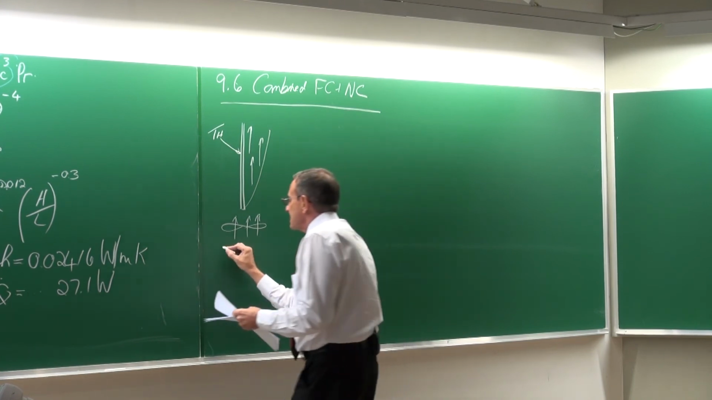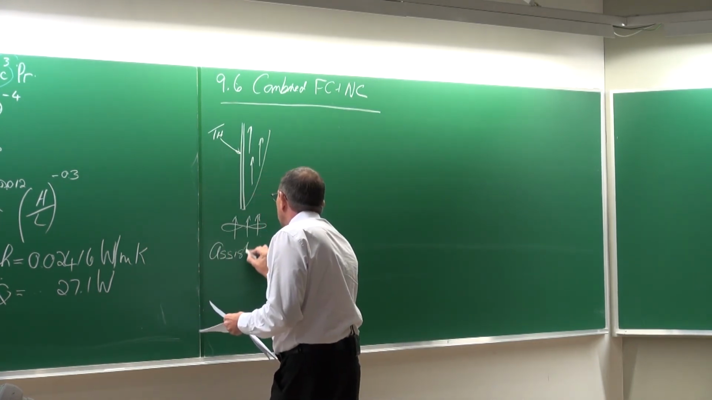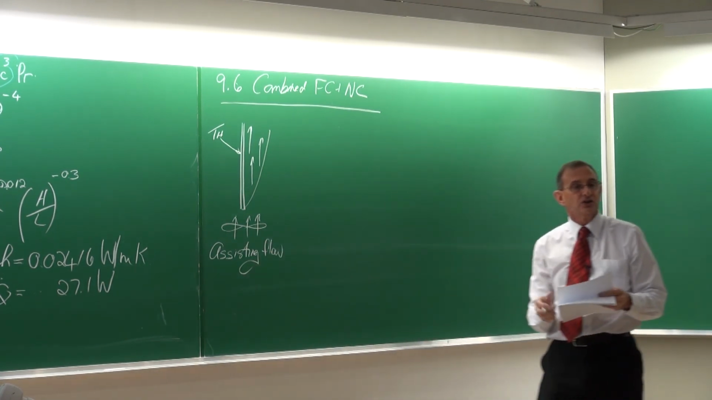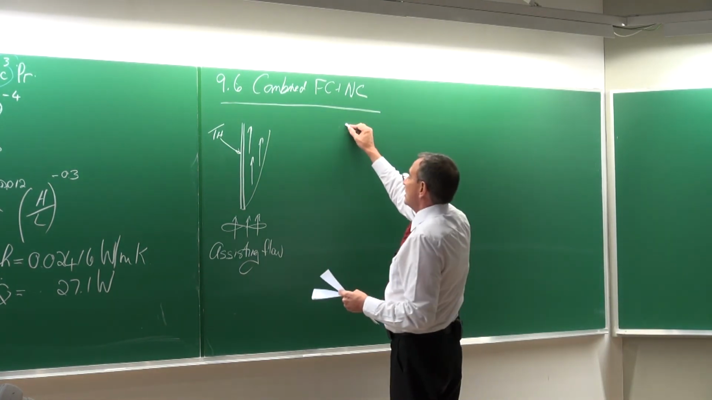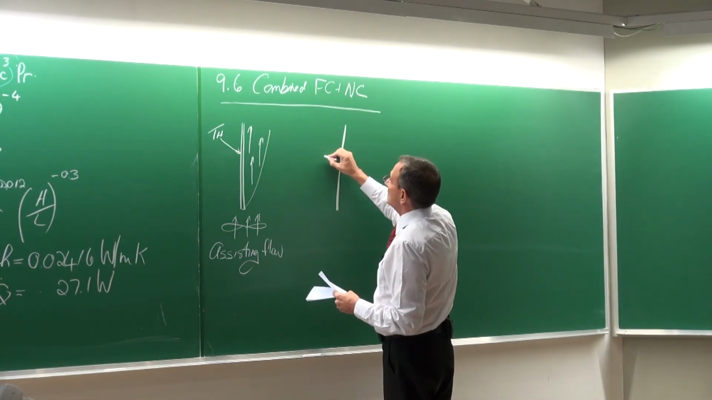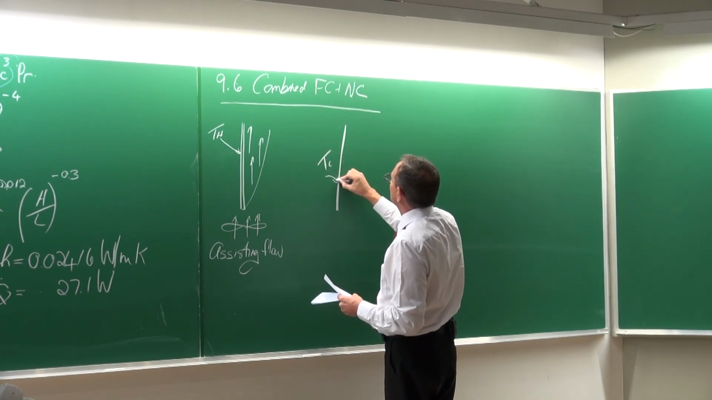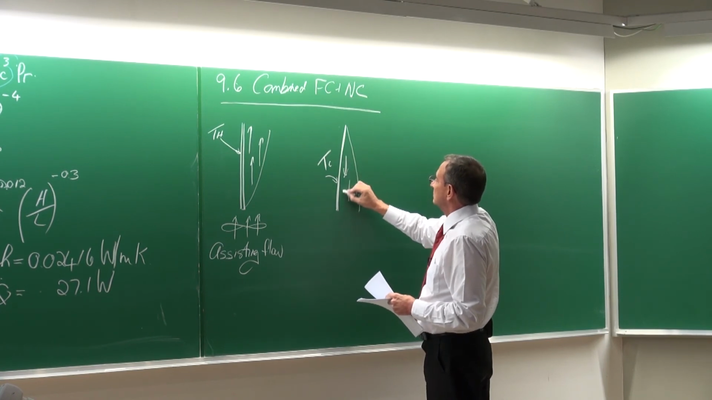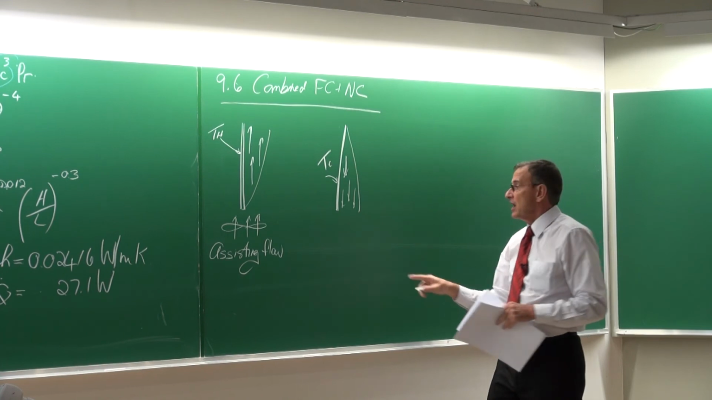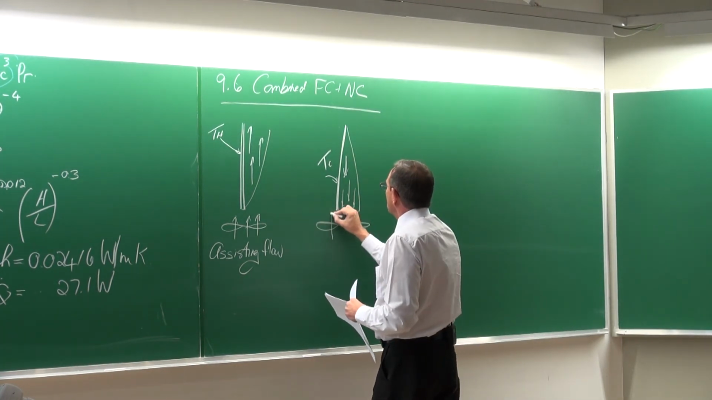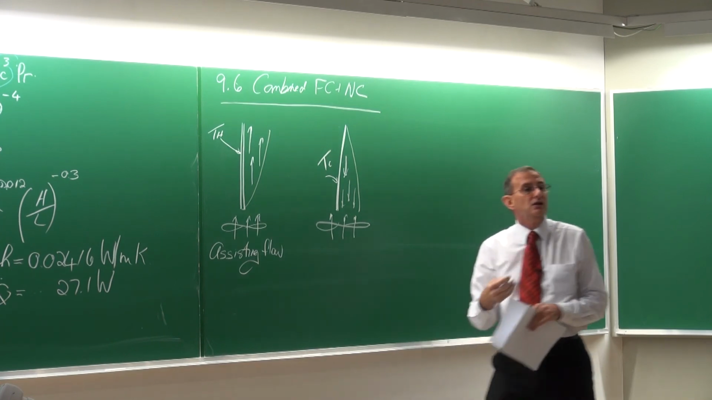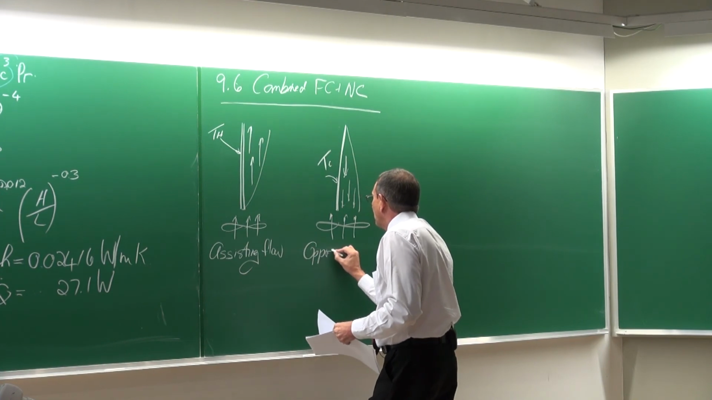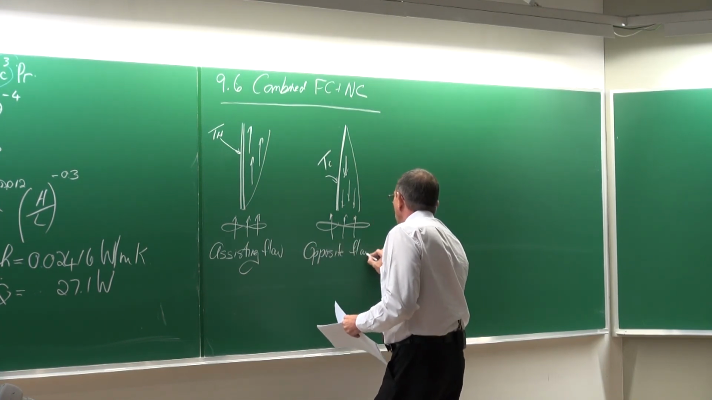We call this assisting flow, because the two are helping each other. They work in the same direction. But then you can have an application where this wall is being cooled. Then the natural convection will occur in that direction. If you now add a fan here, then this will work in the opposite direction. So this we call opposite flow.